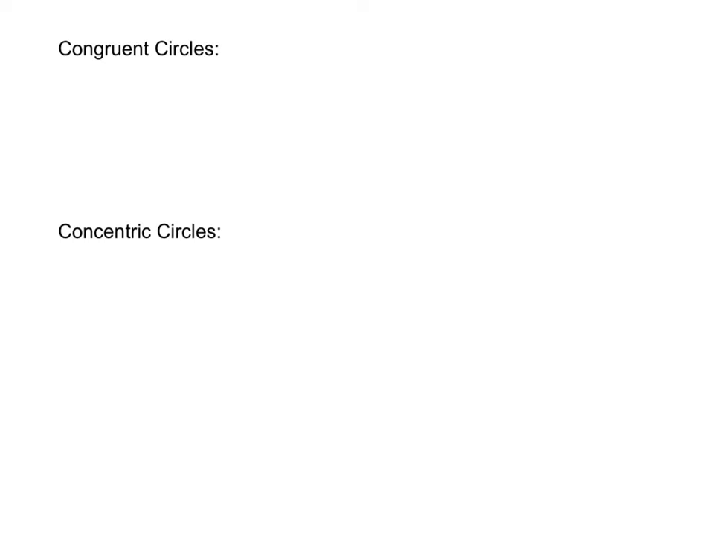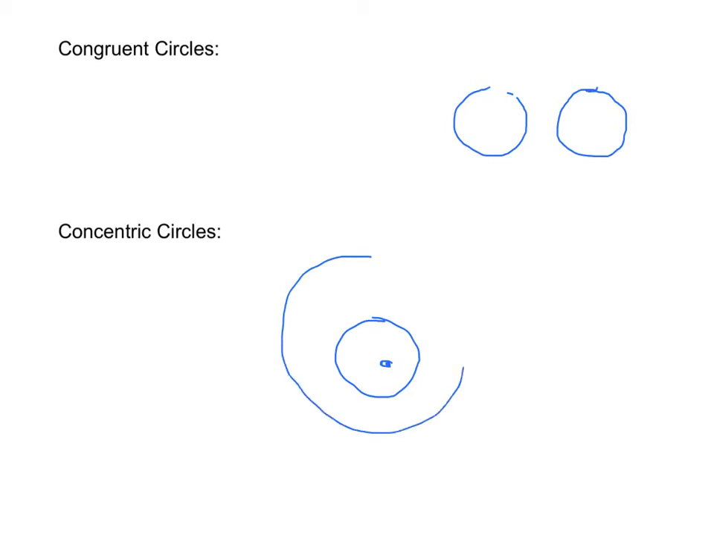So congruent circles are circles with the same radius. We have two circles, and we say that they both have the same radius. They're congruent. Concentric circles are a little different. We have a center here, and then we have one circle going around the center, and another circle also going around the center, and they're in the same plane. Those are concentric circles. So concentric circles are coplanar circles with the same center.